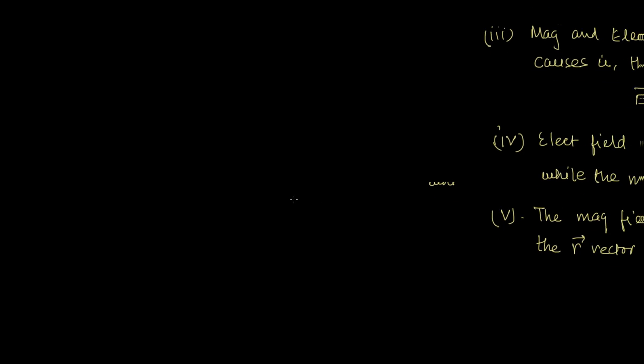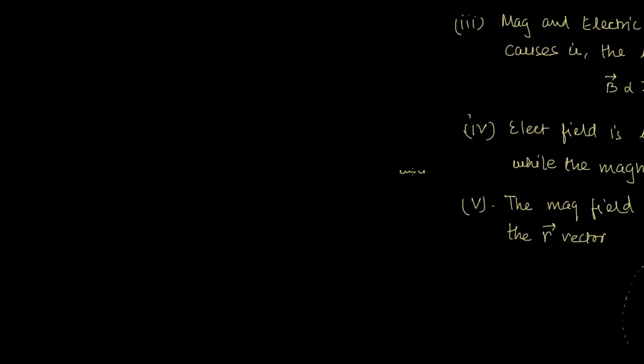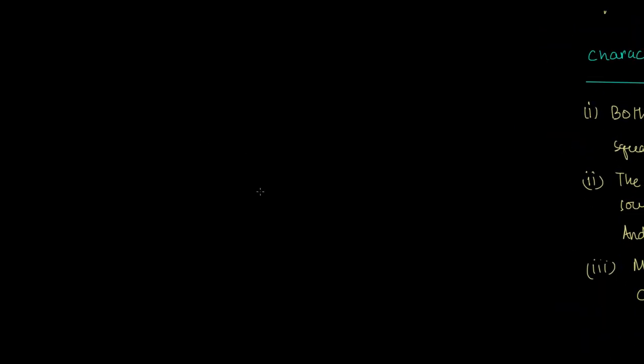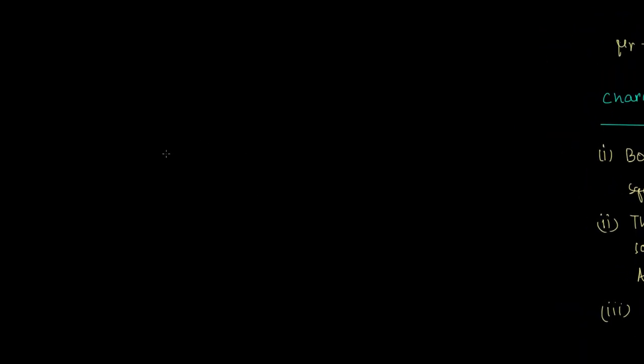Let me make some space. So if there is a current element like that, and you are trying to find out the field here, and say the current is like that, then what happens?